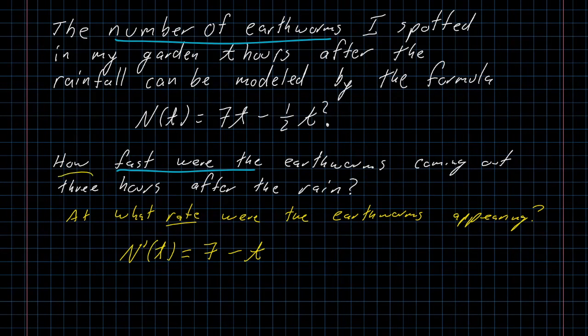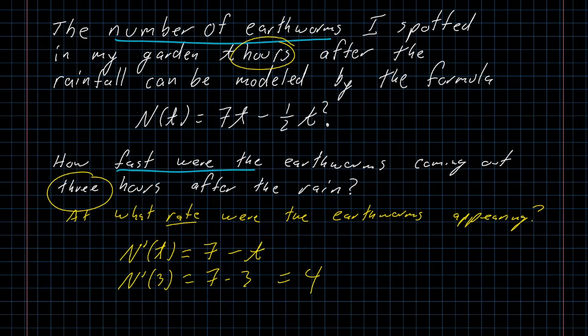All right. We have that t is measured in hours. This problem is talking about 3 hours. So specifically, we are looking for n prime of 3, which is 7 minus 3, which is 4. All right, so numerically, we have our result. It is 4. I'm not entirely sure that that's useful. For what?